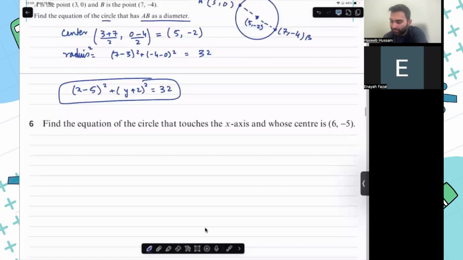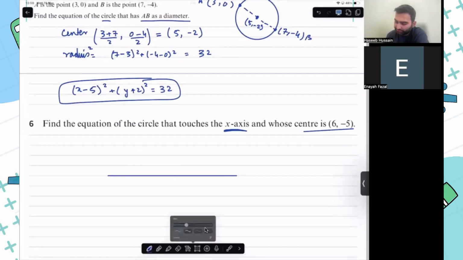All right, then it says find the equation of a circle that touches the x-axis and whose center is 6, negative 5. What do you think? Suppose this is your x-axis. How will the circle look?